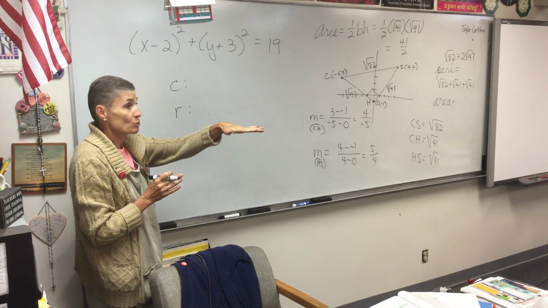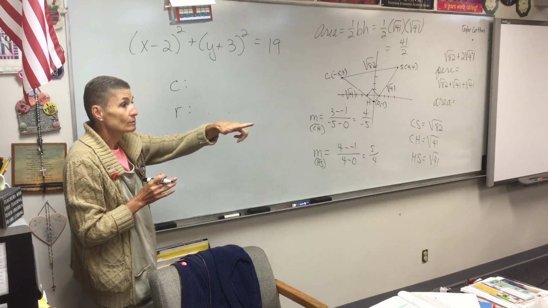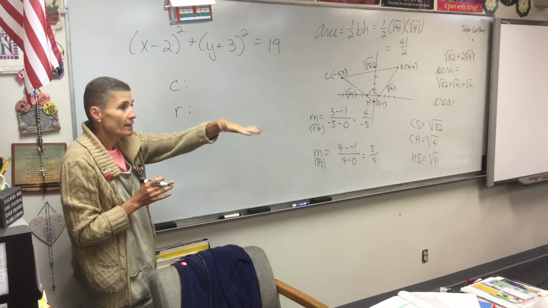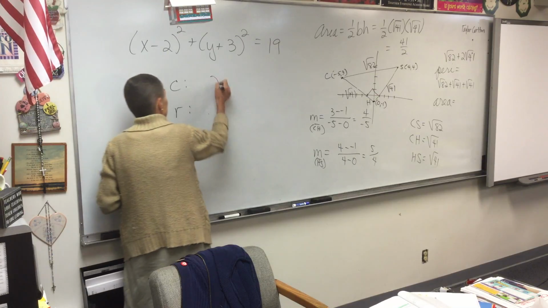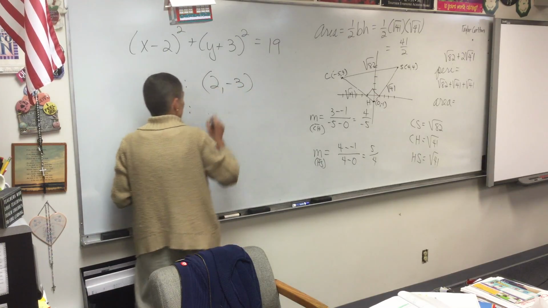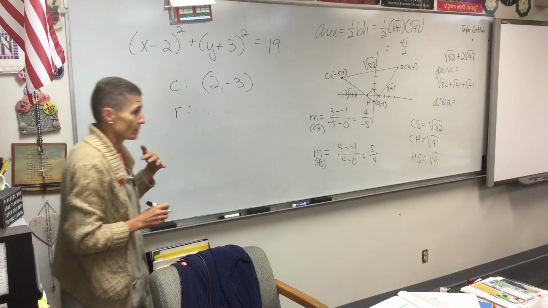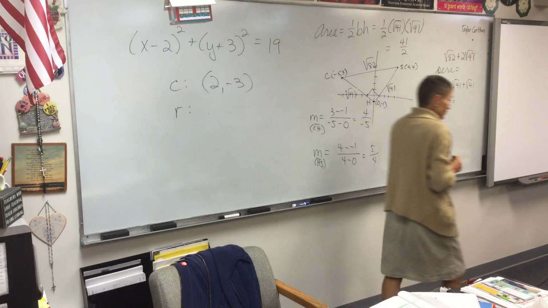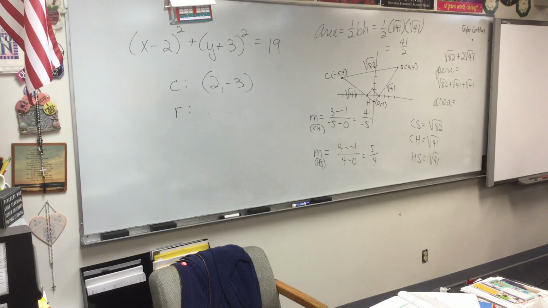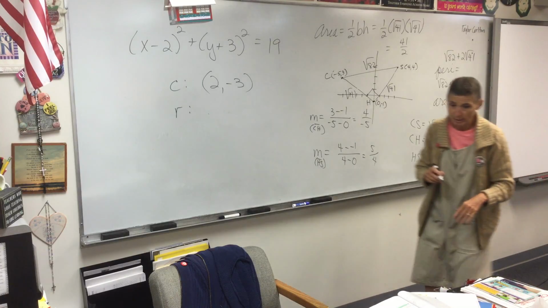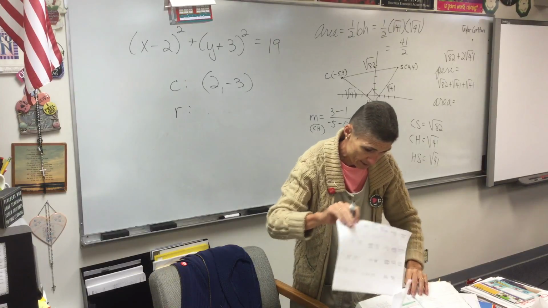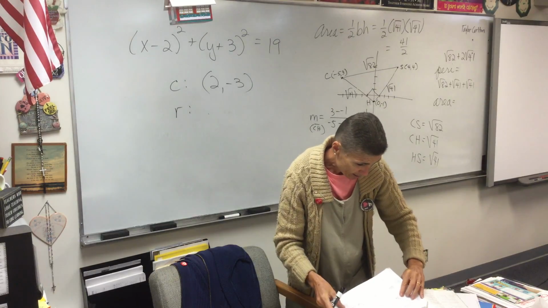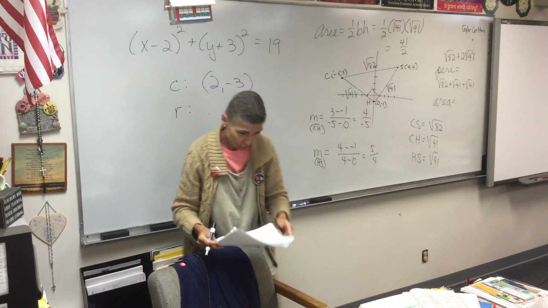Somebody back there remembers. What did you say? No, you said it right. Go ahead and say it again. It is 2, -3. The center of the circle is 2, -3. Do you see where she got those points? And she is Sophie. Good job, Sophie.